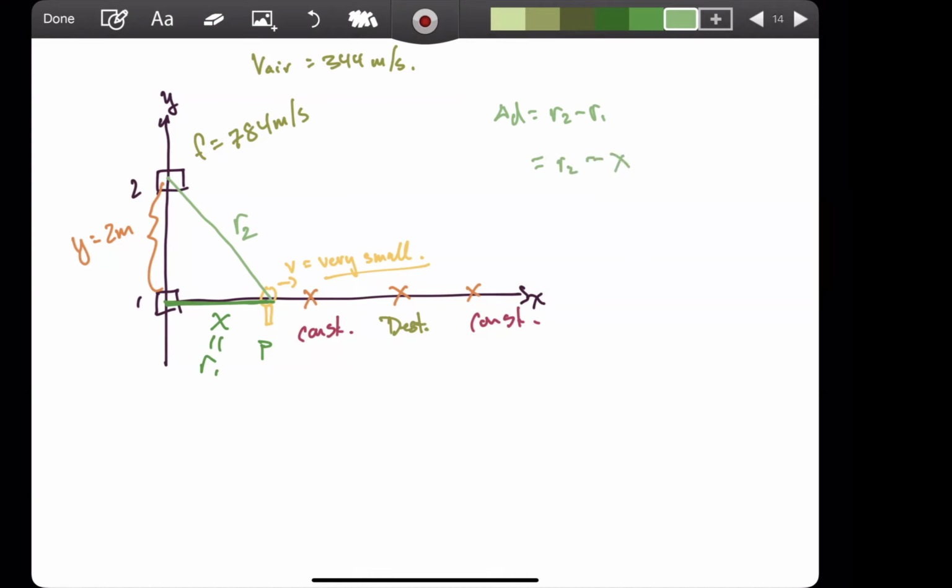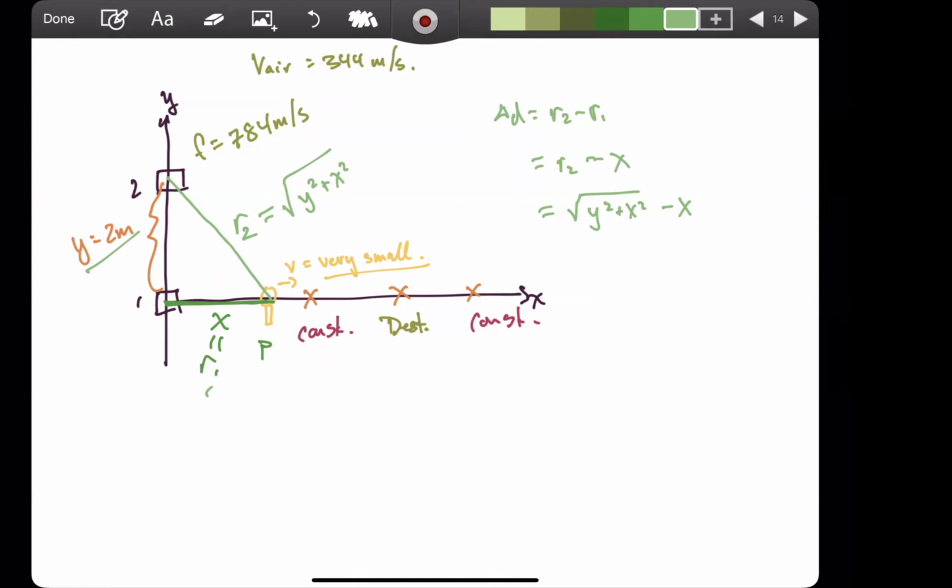Now, because we know the distance of y and we know the distance of x, we can rewrite R2 in terms of Pythagoras' theorem, which is going to be equal to the square root of y squared plus x squared. Is that right? Yeah, y squared plus x squared. Sorry, forgot how to do math there for a second. Okay, so this is our path length difference.